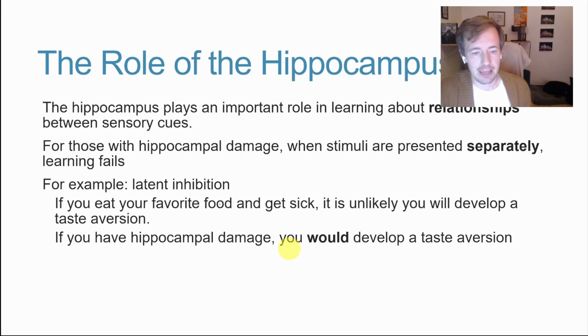So in the example I gave about eating your favorite food, let's say you eat your favorite food and you get sick. It's highly unlikely that you're going to develop some kind of taste aversion to that specific stimulus. The reason is that you have maybe even years of experience eating that food and not getting sick. And so you're learning, hey, this food does not make me sick. By the time you finally do get sick, you might get a little bit of taste aversion, but usually not very much.